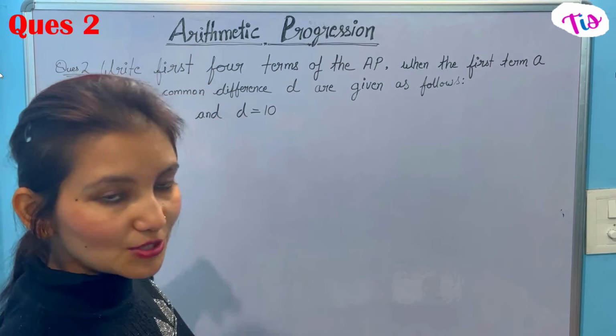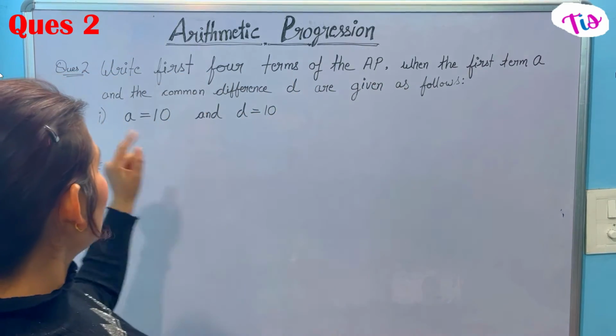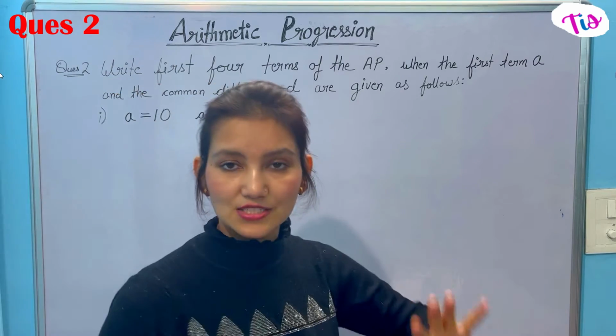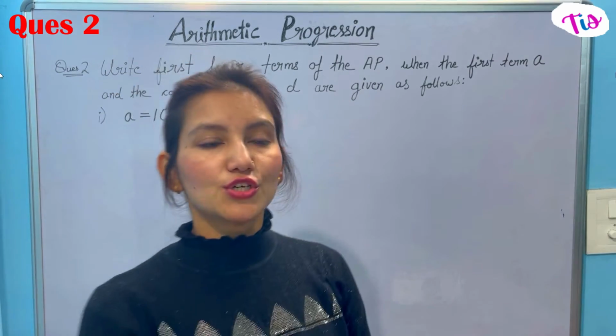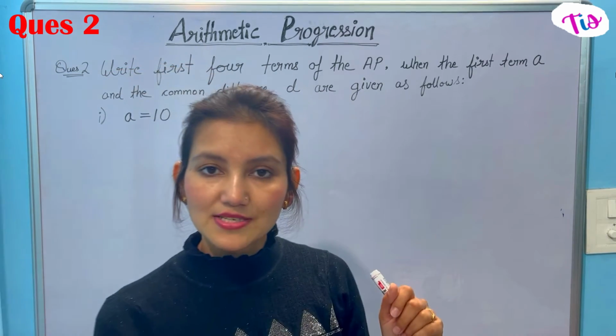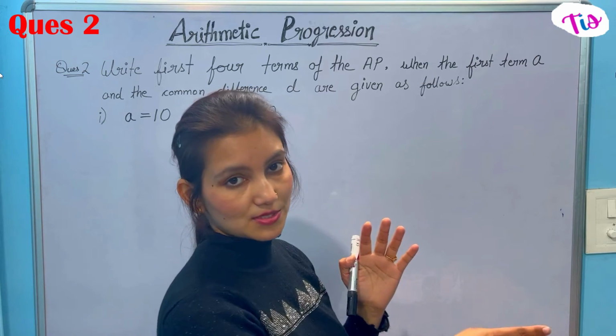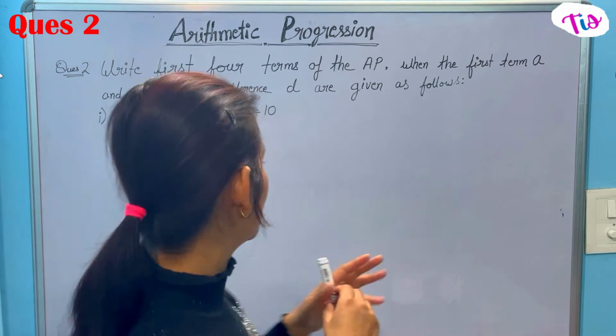On your screen you can see question number 2. Write the first 4 terms of the AP when the first term A and the common difference D are given as follows. So simple. You just need to write down the first 4 terms of this AP. The first term and common difference are given, and you need to find the rest of the 4 terms.